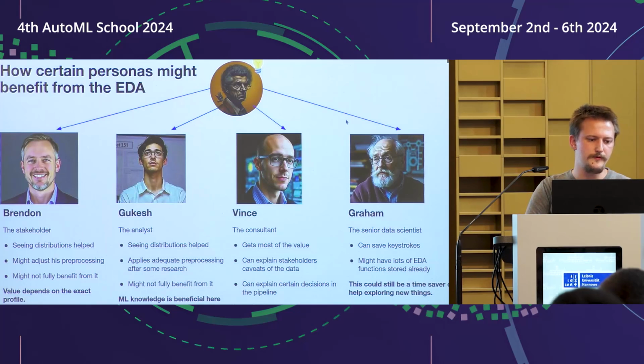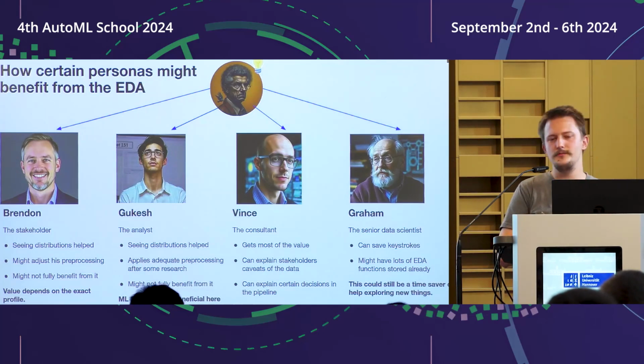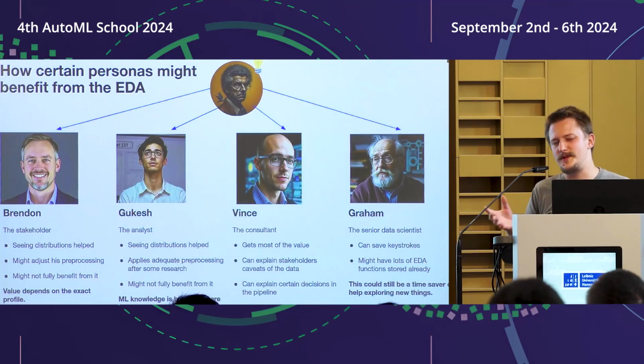So we go once further. Okay, so how might certain personas benefit from the EDA module? For the stakeholder, I would say it depends on the exact profile, probably a bit limited. I mean, they can see the distributions. They might see that they need to do something about it. Depending on the profile, they might make use of it or not.